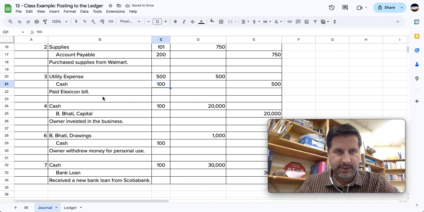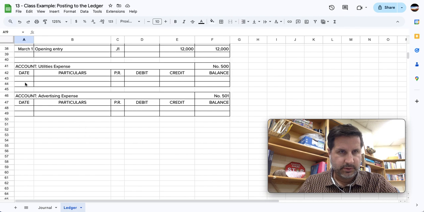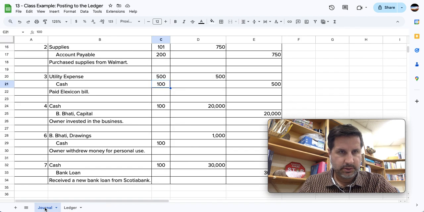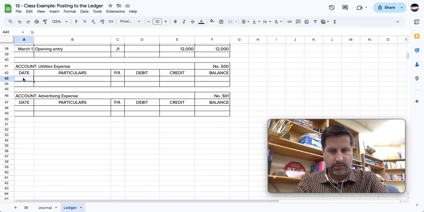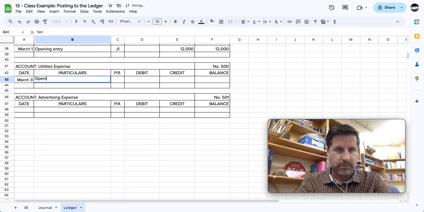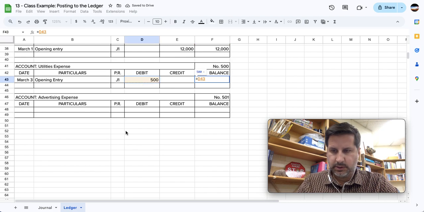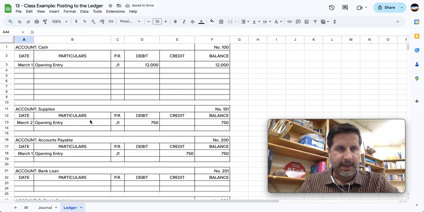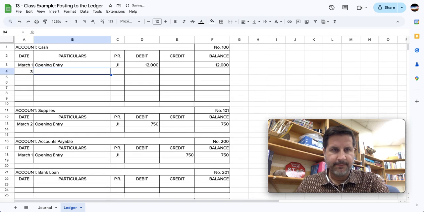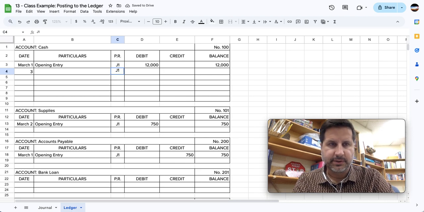So I'm going to debit the expense, credit the cash. So I always find my debit first. So utilities expense on March 3rd. The entry, journal page 1, and the expense was for $500, I think. Just let me double check that. And then I'm going to credit cash on, I don't have to put the month again. I put nothing in particulars because there's nothing I need to do. If I want to know what happened, I can just look at my journal.